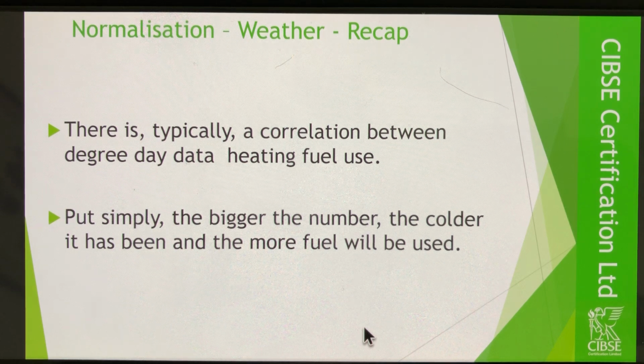So the colder it is, the lower the average temperature is, the bigger the difference between the average temperature and the temperature the heating's going to come on. So you get a bigger number, and you add them up over time. Bigger the number, the colder it's been.